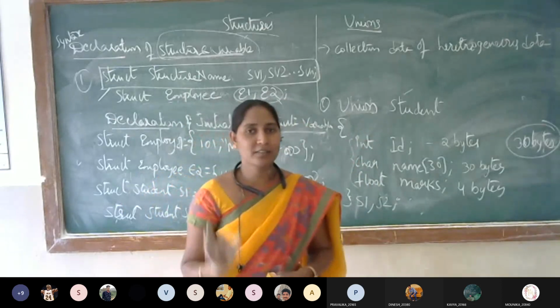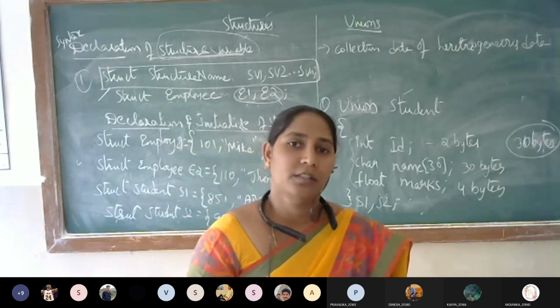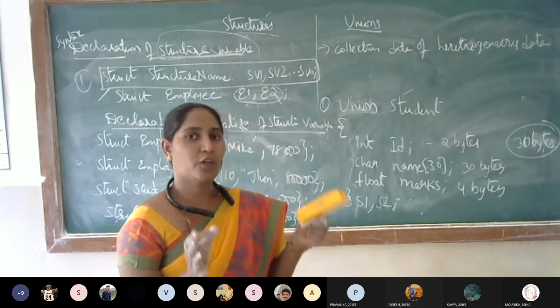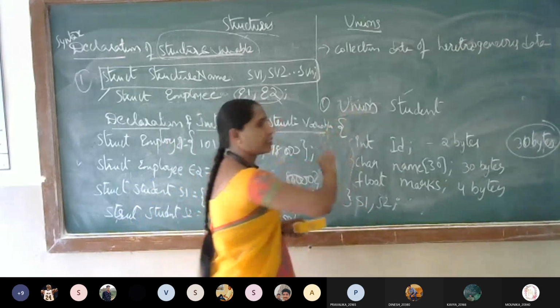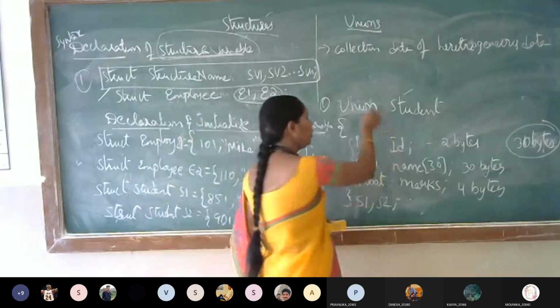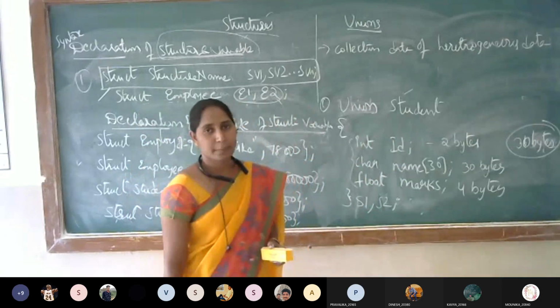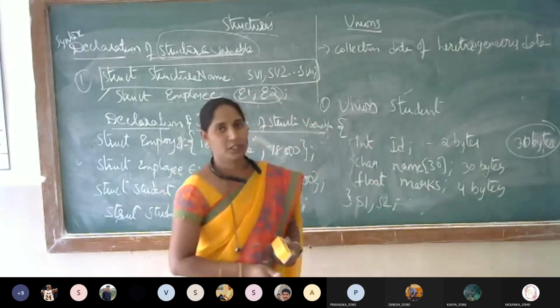If you are declaring a structure, you need to use the struct keyword. If you are declaring a union, you need to use the union keyword. Okay? So the main difference is only the memory allocation.